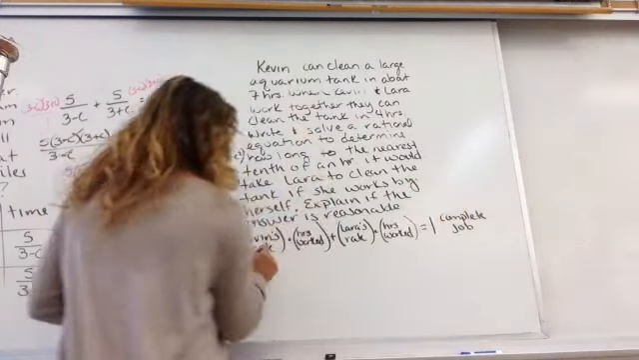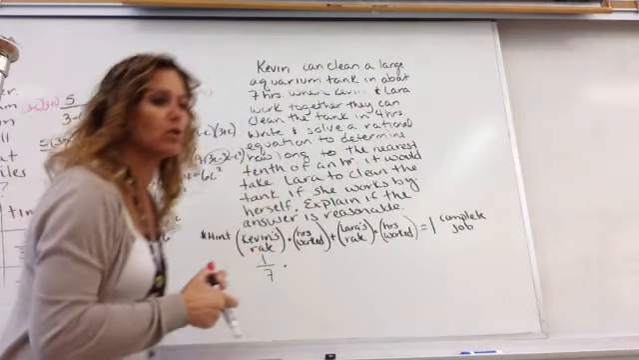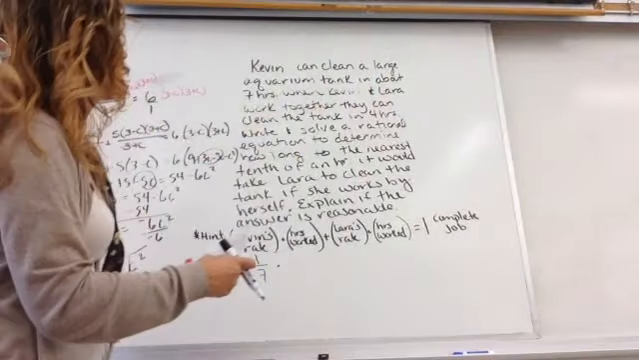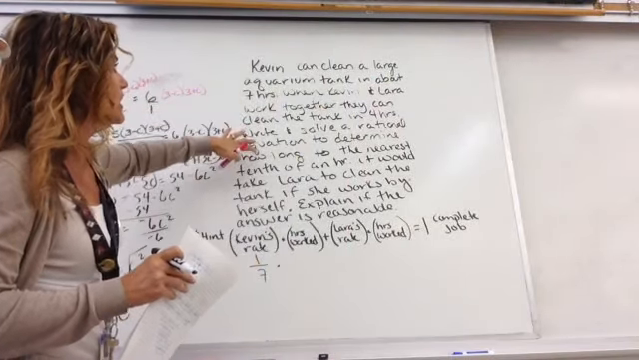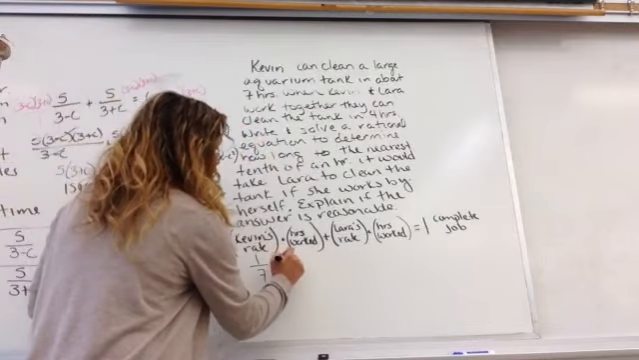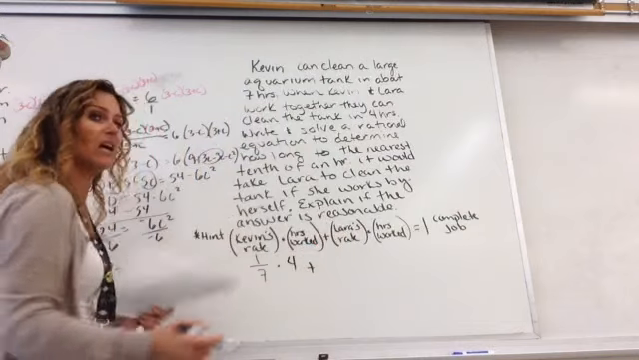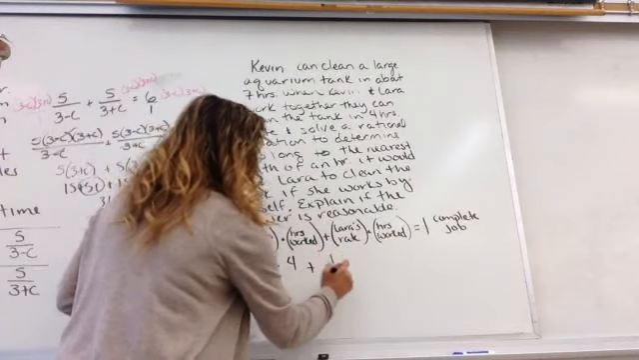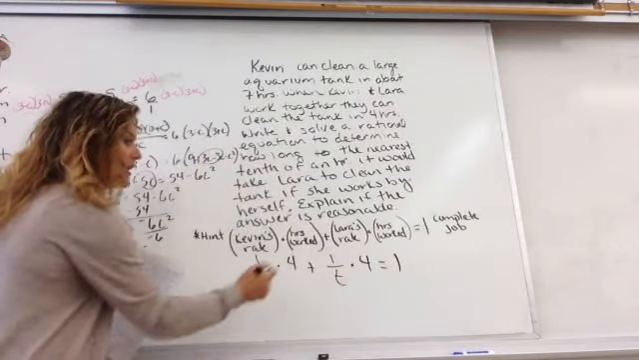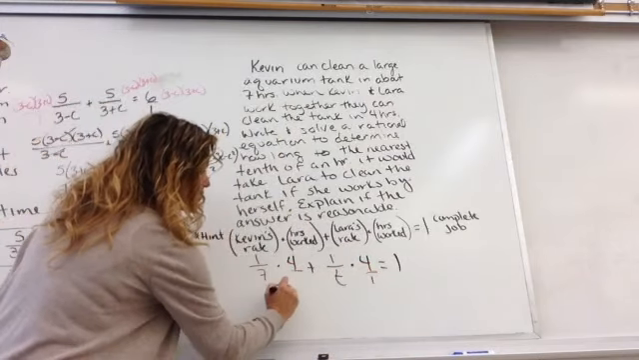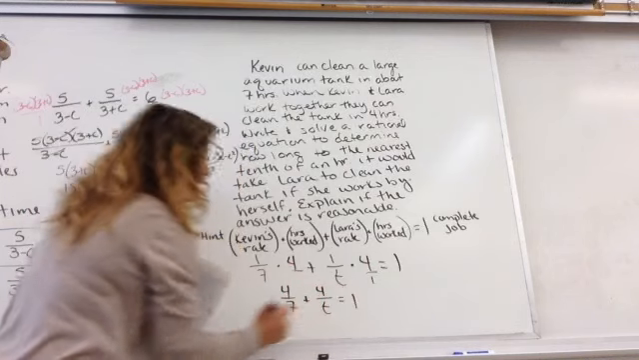It says that Kevin can clean the tank in 7 hours, so his rate is 1 out of 7. He works for a total of 4 hours, since together they take 4 hours. So hours worked is 4. Plus Laura's rate, which we don't know how long it would take her by herself, so that's 1 over T, times the 4 equals the 1 job. When you think about multiplying fractions, we get 4 over 7 plus 4 over T equals 1.